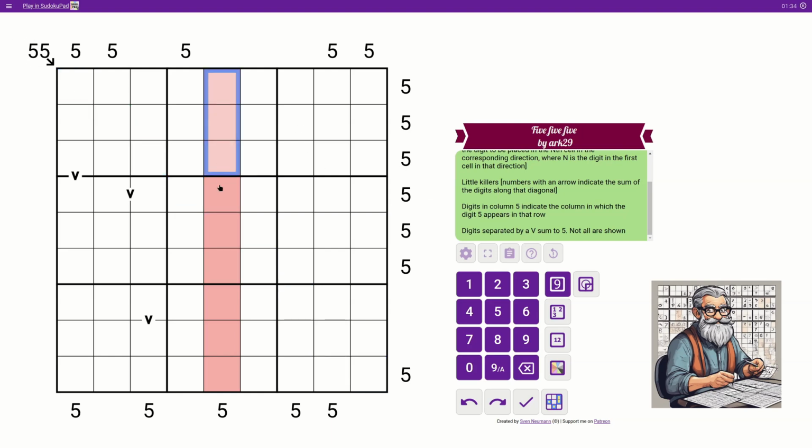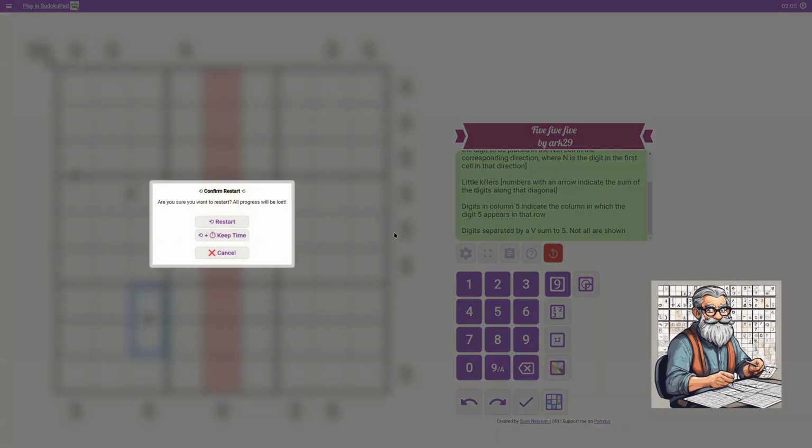Digits in column 5 indicate the column in which the digit 5 appears in that row. Right. So if this is 1, it means that 5 should be here. We start counting from left to right, the column. So that's column 1, that's column 9, and so on and so forth. If this is 5, then it works because the 5 is in column 5. Right. And digits separated by a V sum to 5. Not all are shown. Okay. That's it.